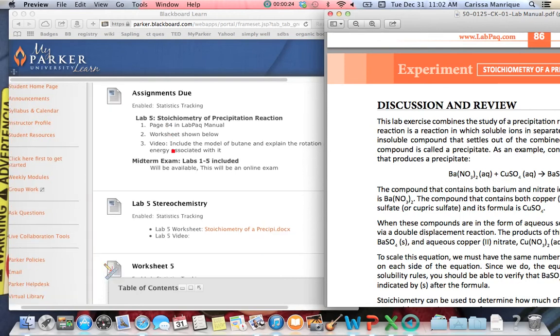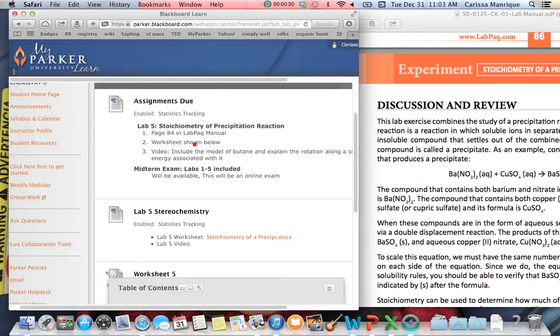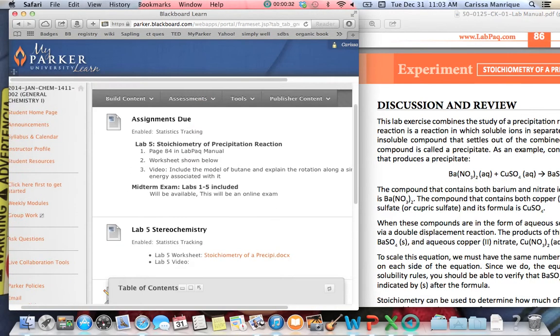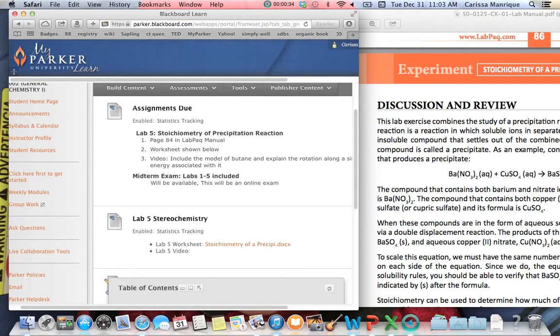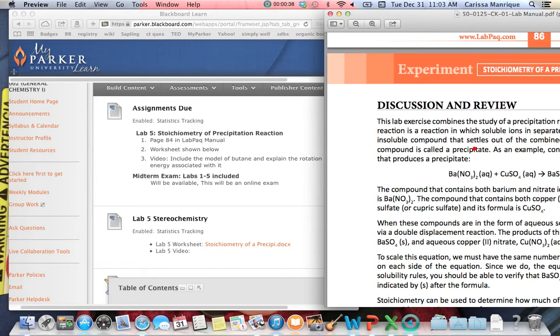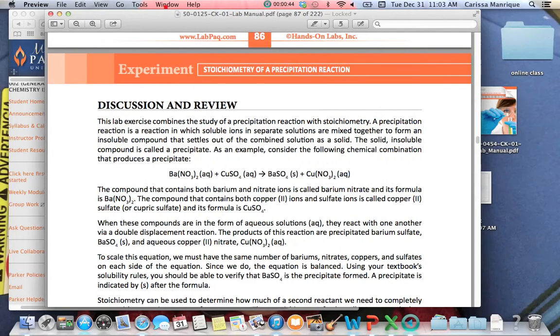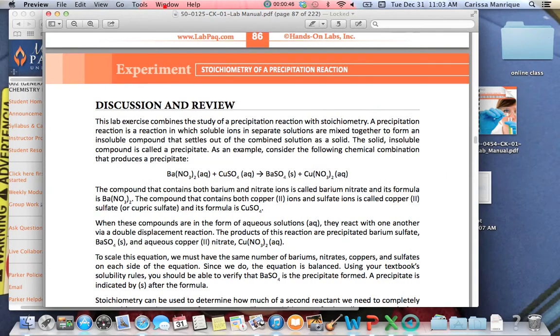The worksheet shown below, here it is, so you can put all your data. In the video, what I want you to do is show me the setup of everything, and then I want you to show me when it's done, your results, what percent yield you got, and explain how you could have maybe done the reaction better.